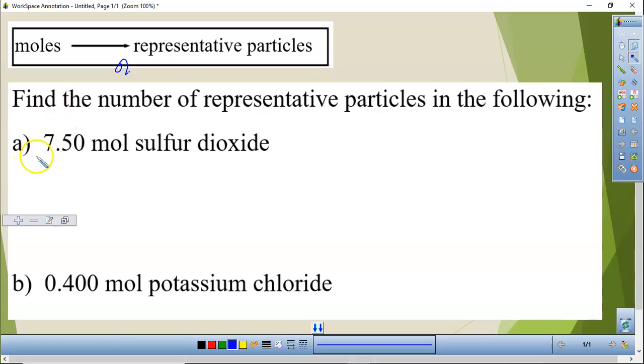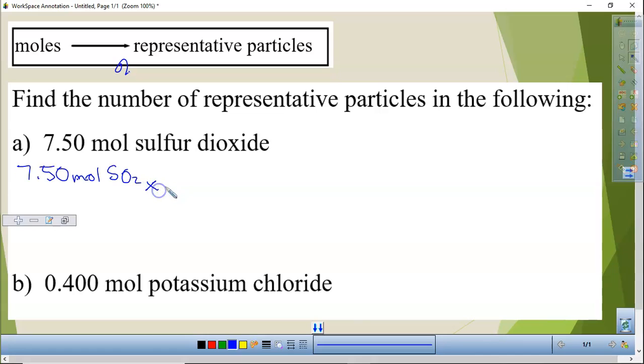Okay, so remember dimensional analysis. You have to start with whatever you're given. Well, in this case, I'm given 7.50 moles of sulfur dioxide. So I write 7.50 moles of sulfur dioxide. And the formula for sulfur dioxide is SO2. So I'm going to convert that into particles. I've got moles and I'm going to particles.